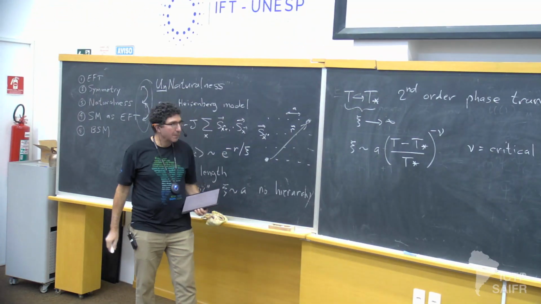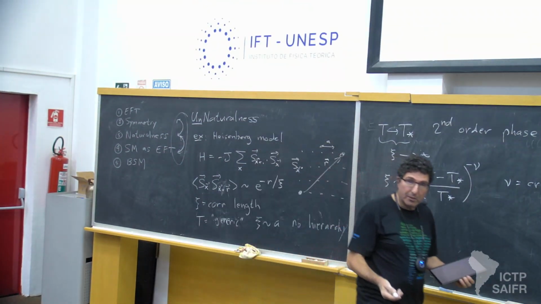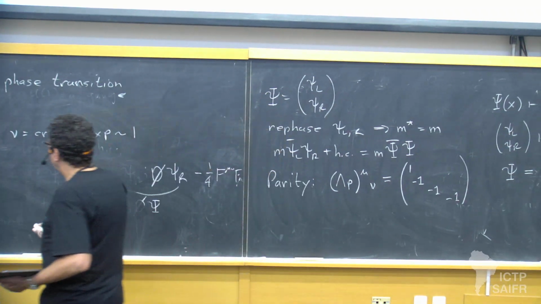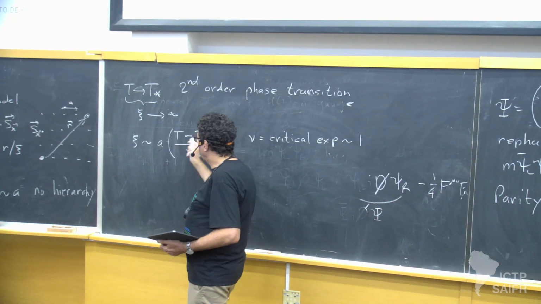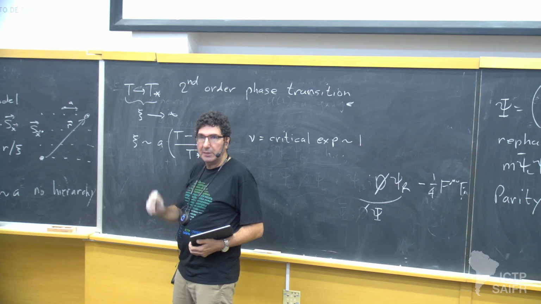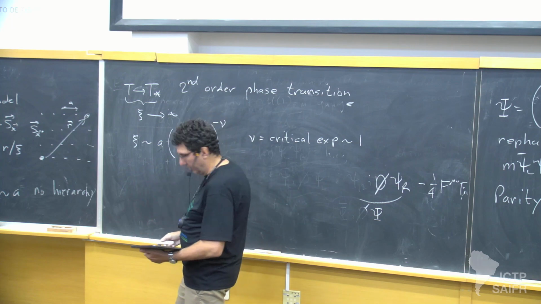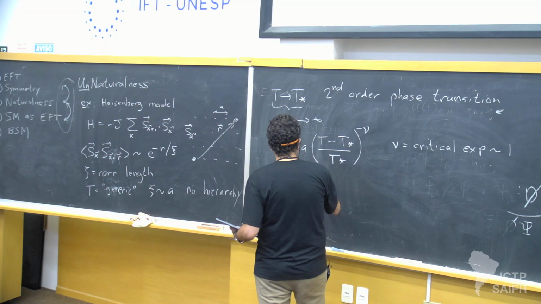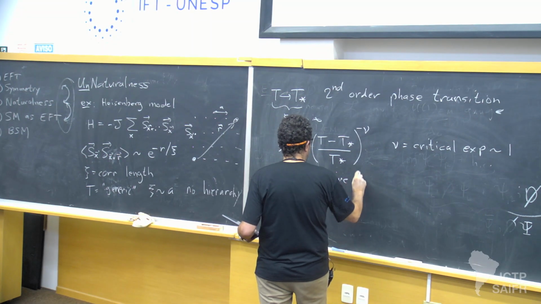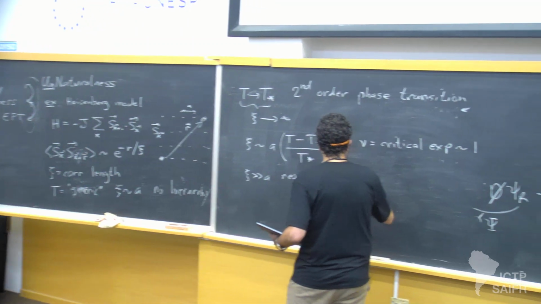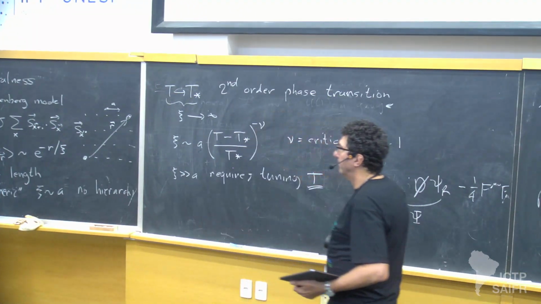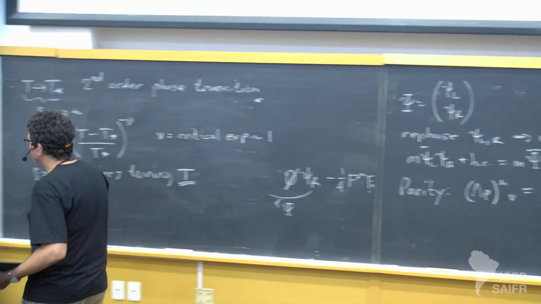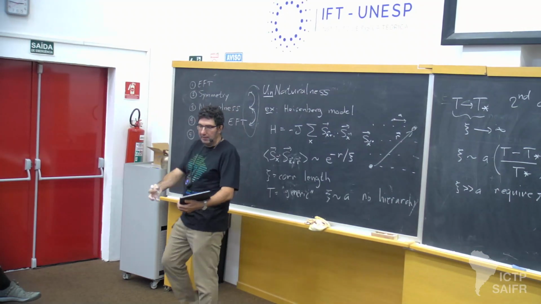I don't know what it is. But here what we see is that, wow, great, we actually do get a hierarchy. But there's a price. The bigger that we want the hierarchy to be, the closer we have to choose the temperature to be to the critical temperature. So we can have xi much bigger than a, we can have a hierarchy, but it requires tuning. Tuning what? Tuning the temperature.